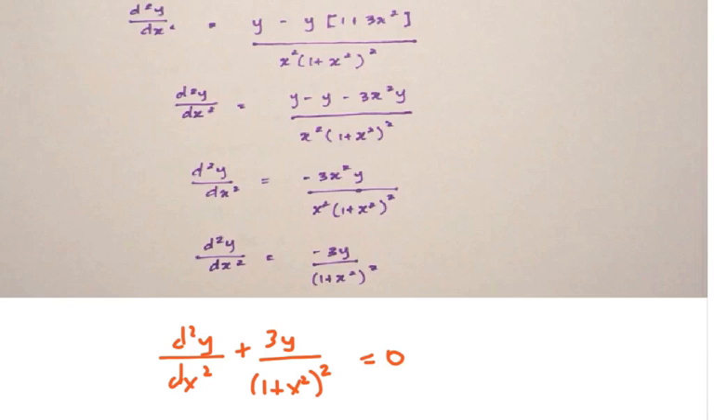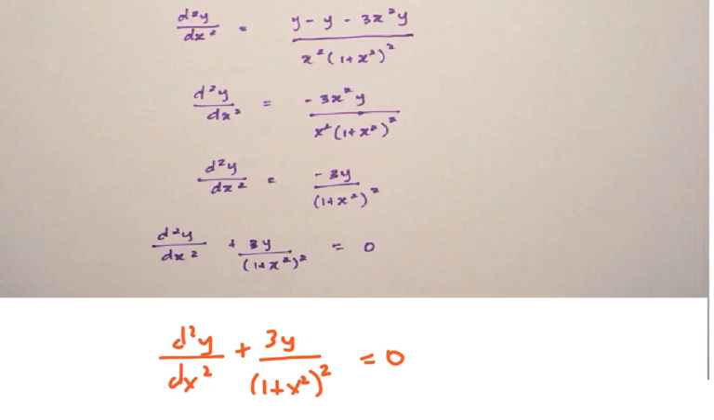So now what we're going to do is take our term that's on the right hand side of the equation and carry it over to the left hand side. So negative 3y over (1 plus x squared) all squared becomes plus 3y divided by (1 plus x squared) all squared. So this is my final result: d2y/dx squared plus 3y over (1 plus x squared) squared is equal to 0, which is what we're trying to prove. So we have accomplished that.